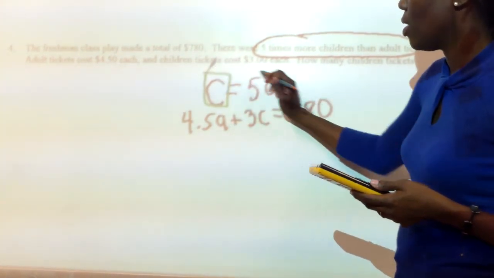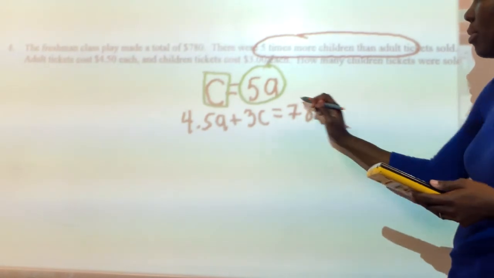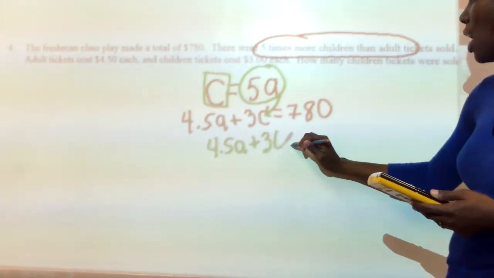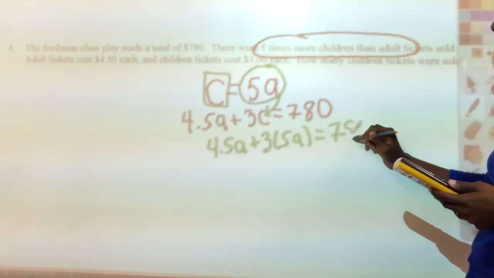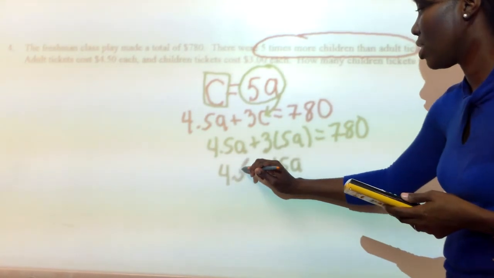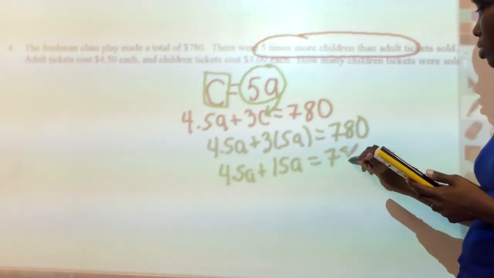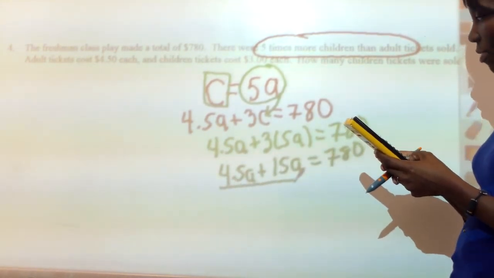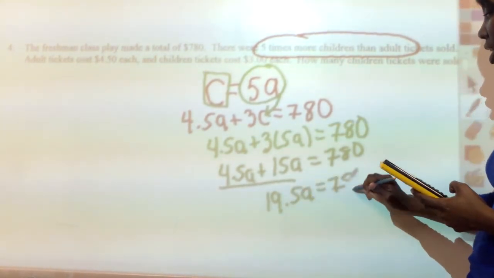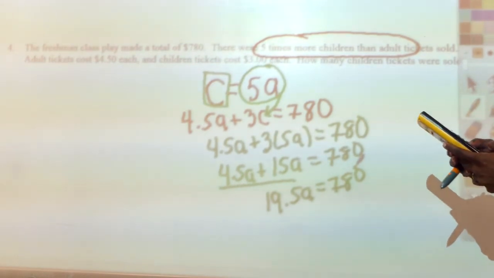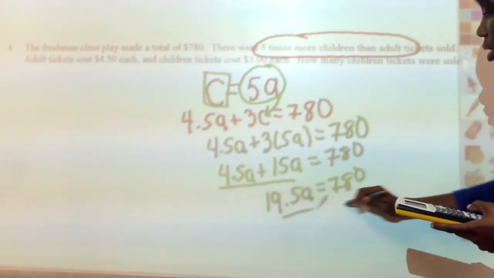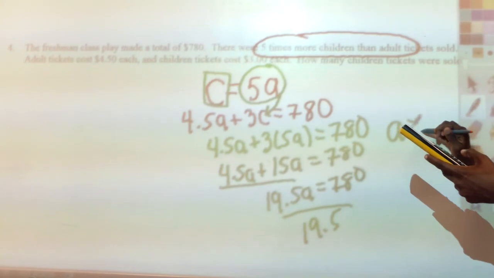Wherever we see a C, we can plug in 5A into the problem. So I plug it in, and when I rewrite it, I have 4.5A plus 3 times 5A equals $7.80. Multiply those two, we get 15A. Bring everything else down. Combine like terms, 4.5 plus 15. It's going to be 19.5A equals 78. Divide both sides by 19.5. And so the number of adult tickets is 40.